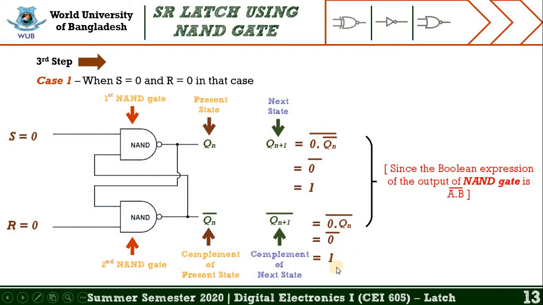And if something is multiplied by 0, then we get a result of 0. That's why we write in here 0 bar. And according to Boolean algebra, 0 bar is equal to 1. And on the right side, you may find there is a writing, since the Boolean expression of the output of a NAND gate is A and B bar. For your understanding, I have written this in this slide. So let's move into the next slide.